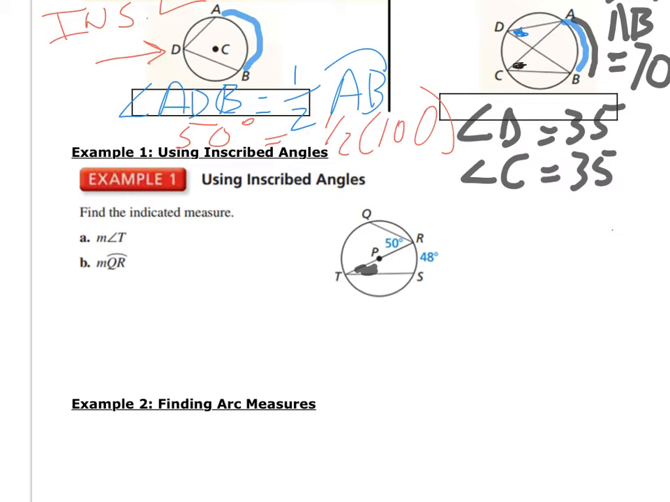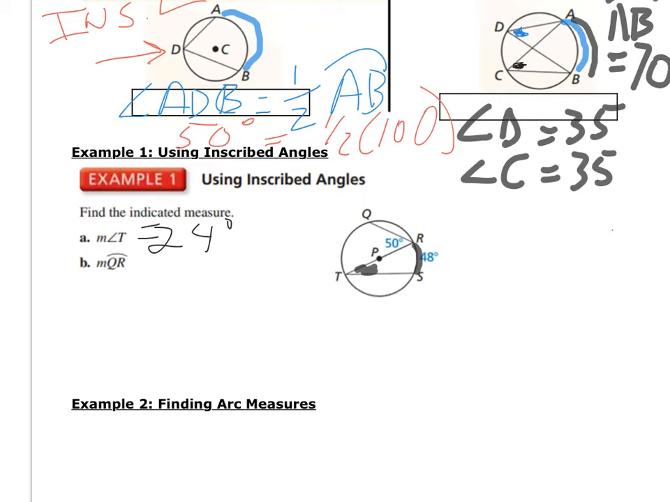Well, first of all, what type of angle is it? Is the vertex a central angle in the center, or is it on the side of the circle? Well, it's on the side of the circle, so that makes angle T an inscribed angle. This arc right here, arc RS, is the intercepted arc, and the arc is 48, so the angle is half of that. What's half of 48? That's right, it's 24. So angle T equals 24.